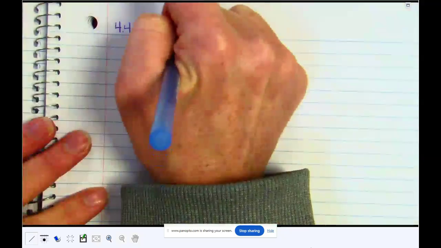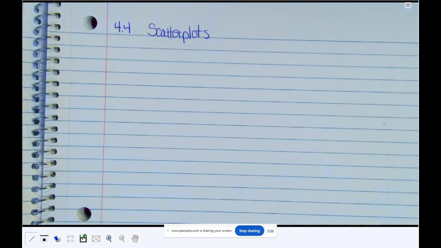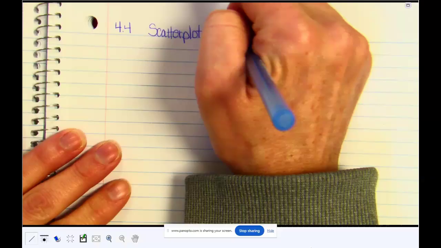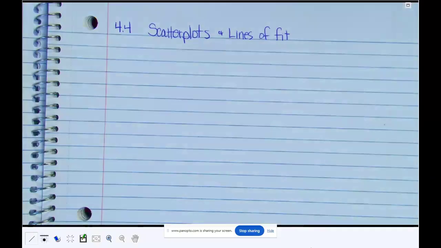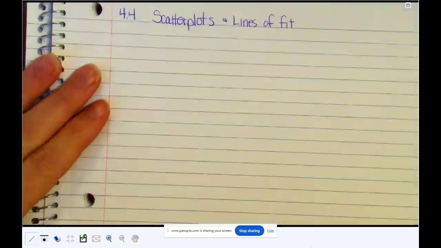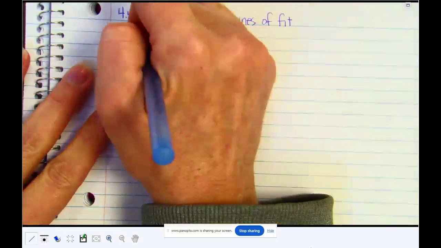So we're gonna talk today about scatter plots, and we're going to practice making them today. Eventually, we're going to talk about something called a line of fit. I don't know if we'll get that far today. So this is lesson 4.4. We're talking about scatter plots and lines of fit. Like I said, I don't know if we will get to lines of fit today, but it's still part of section 4.4.